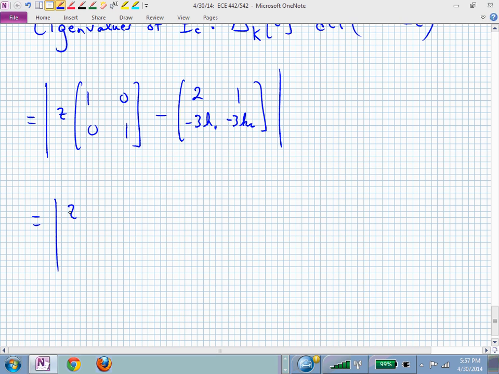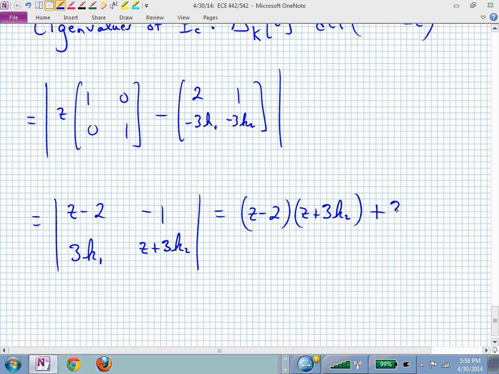so that I now have z minus 2. I have 3k sub 1. I have minus 1 upstairs, and I have z plus 3k sub 2 downstairs. And if I compute the determinant of that, I have the product of the diagonal elements, for a 2 by 2, minus the product of the off diagonals, and that minus 1 will change the sign of the minus to where I now have a plus 3k sub 1.